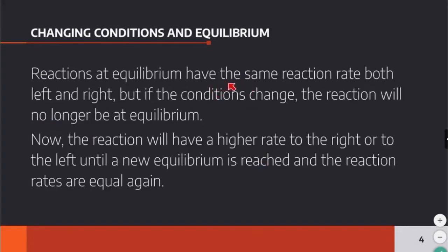Now, as we said, reactions at equilibrium have the same reaction rate both left and right, but if we change the conditions, and by conditions we're talking about concentration, temperature, and pressure, it'll no longer be at equilibrium, with a higher rate to the right or to the left. And it will do this until a new equilibrium is reached. So it may be that when you change the temperature, now the reaction rate to the right is bigger than the reaction rate to the left. But if the reaction rate to the right is bigger, then the concentration of the things on the right is going to rise. And it'll keep rising until we reach a new equilibrium. And then once that happens, the reaction rates are equal again.